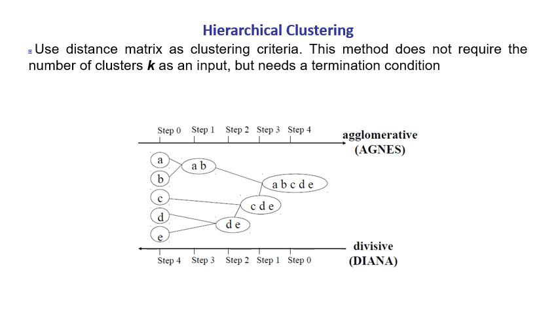The agglomerative technique starts with each object as a single cluster. If there are 5 different objects like A, B, C, D, E, each object is considered as a cluster. Then objects which are similar to each other are grouped as a single cluster, and we keep merging, and at the final stage we are going to get all 5 different objects in a single set, which will be different from the other clusters.